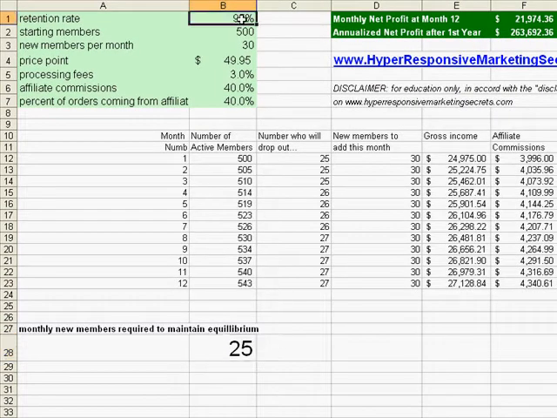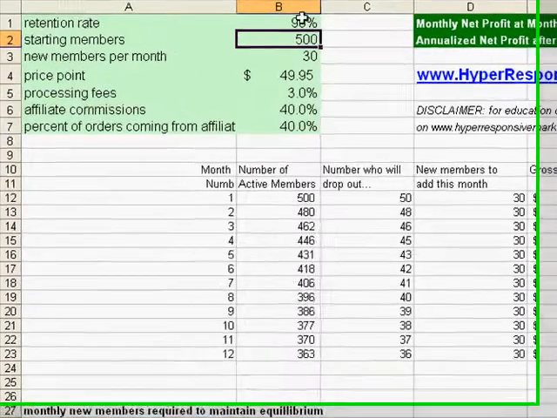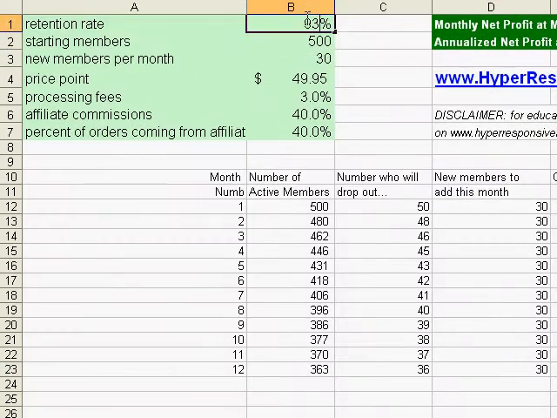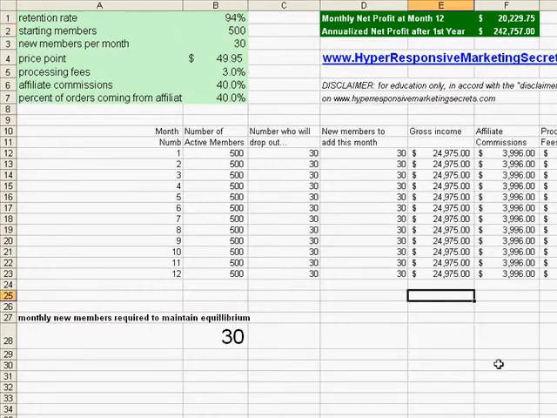That tells you that you really do need to maintain a retention rate of, I think, about 93% to keep me break even. Let's see. No, not even that. 94%. Well, I could run a scenario here. Yeah, 94% will keep me at break even in that scenario.